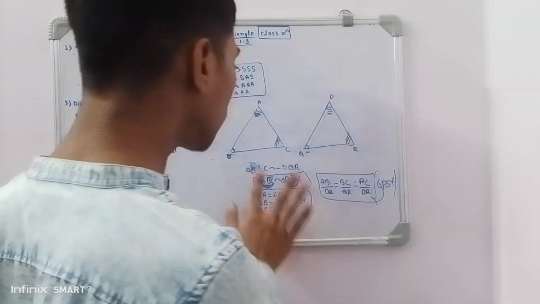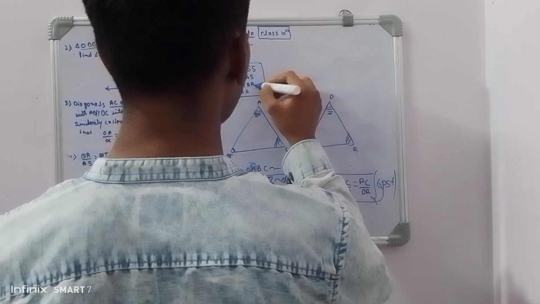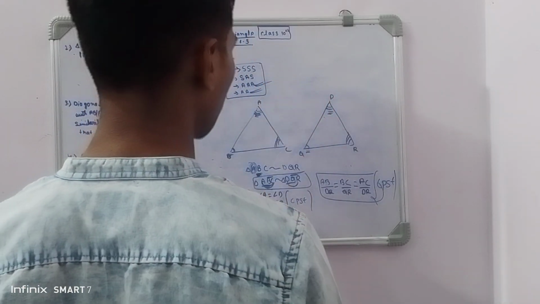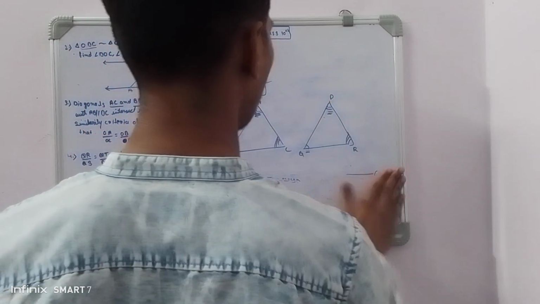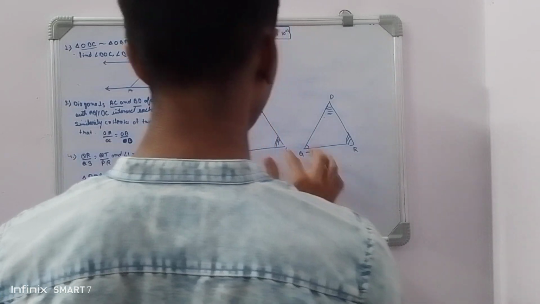Now we have studied one rule, which is the angle rule, and now we will study the first and second rules.